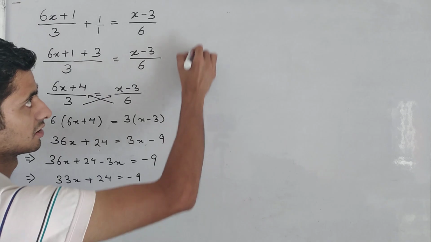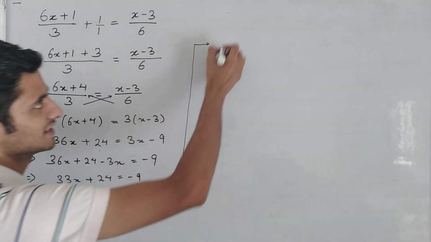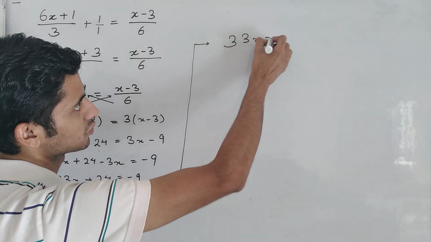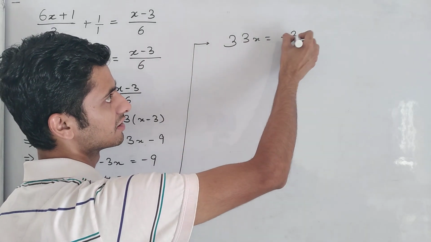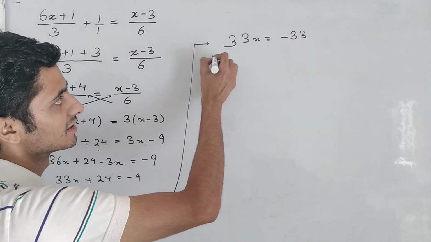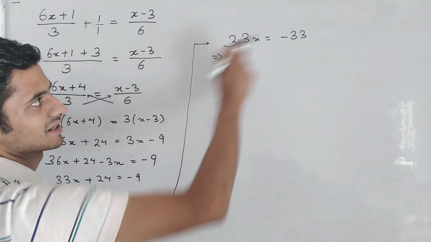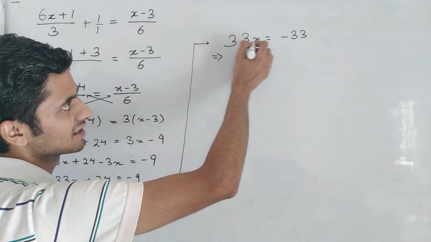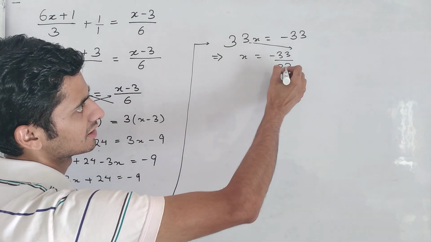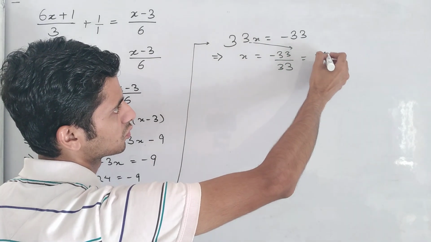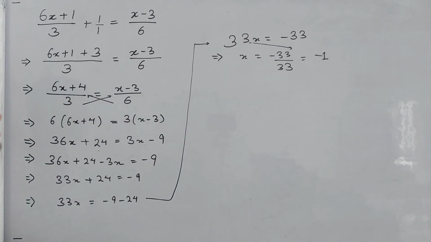Let us move further. Over here I am writing 33x is equal to minus 9 minus 24. Both numbers are negative, so we have to add them and keep the negative sign. So it will be negative 33. Dividing both sides by 33, or since this is multiplication over here, it will go in the denominator. x is equal to minus 33 upon 33, that is equal to minus 1. So the value of x comes out to be minus 1. This is what we have calculated.